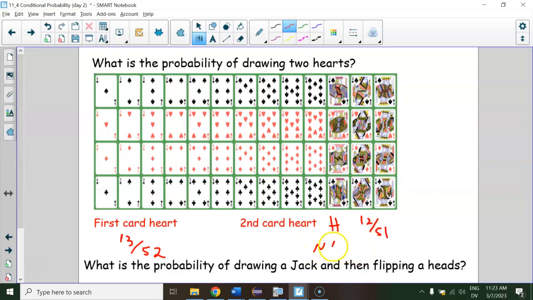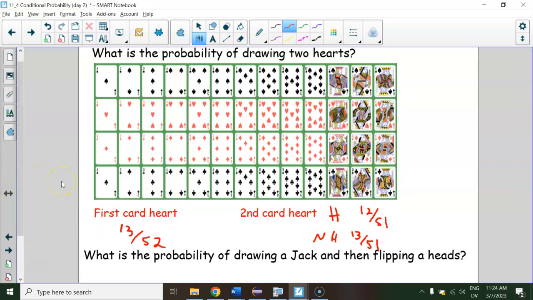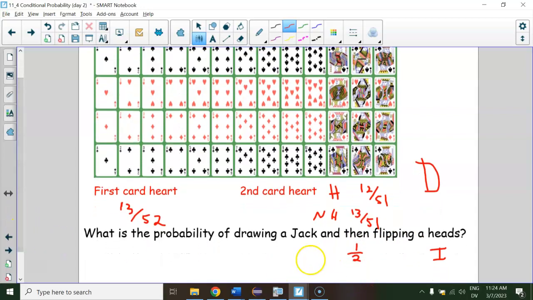Okay, and then if you didn't get a heart, then your probability is going to be 13 hearts left out of 51 cards. Okay, so again, this probability on the second depends on what happens on the first. Okay, and if you want an example of independent, so this one again would be dependent, and this one down here would be an example of independent, where when you flip the heads, that is always 1/2, right? Your chance of getting the heads is always 1/2, regardless of what happened on the first card, right?